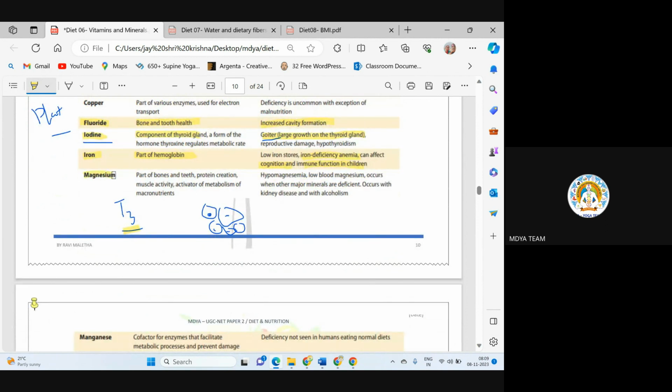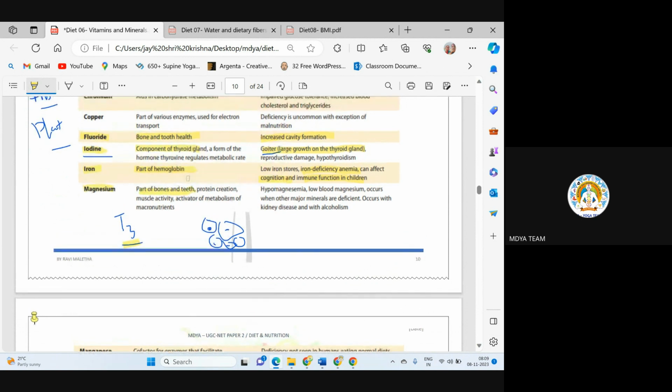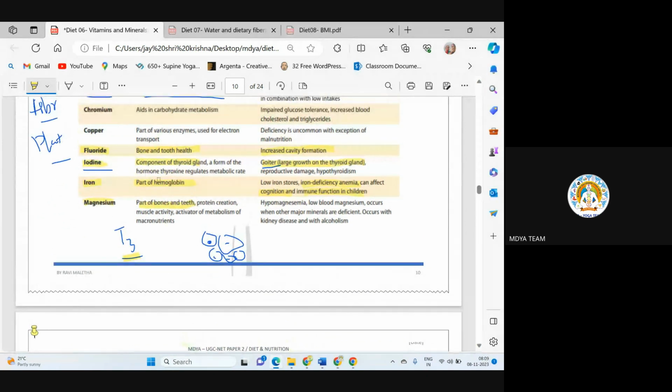Okay, magnesium is also a part of bone and teeth health. Now we have three nutrients related to bones and teeth: magnesium, fluoride, and calcium. One more important part of magnesium is that it helps in activating metabolism of macronutrients. Like three macronutrients are there: carbohydrate, protein, and fat. So magnesium is required to activate the metabolism of these macronutrients.